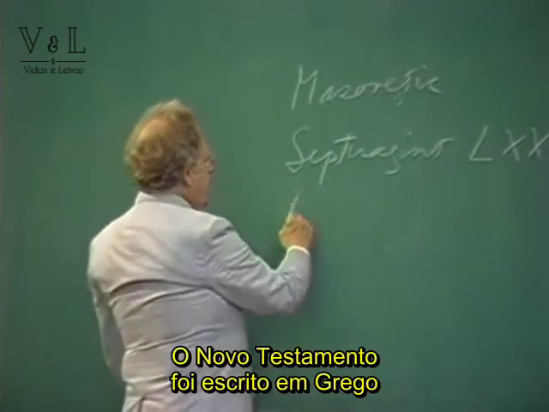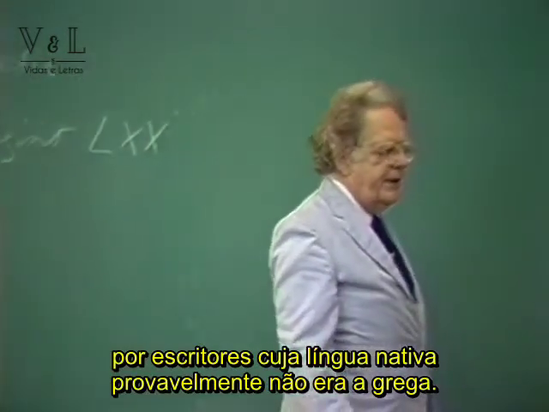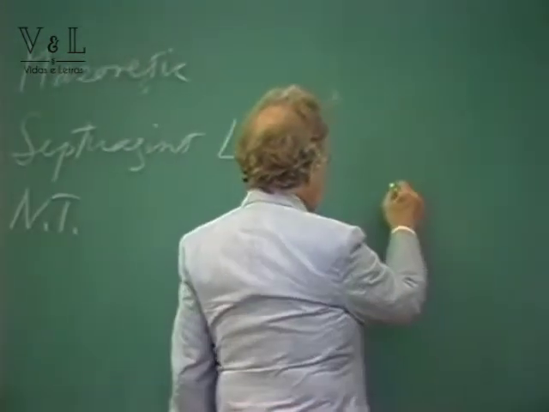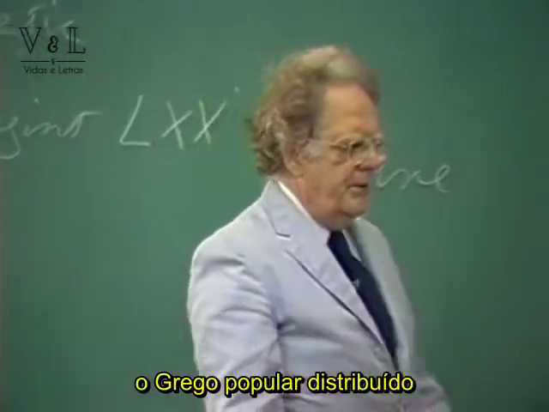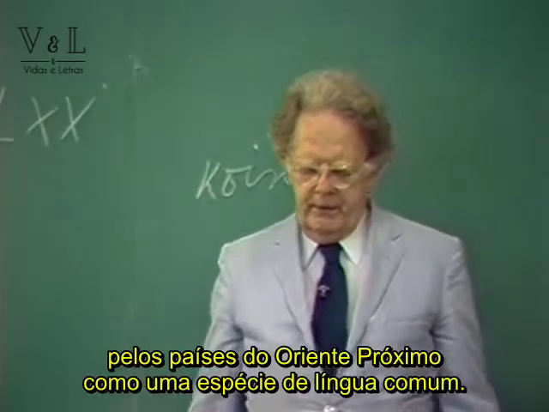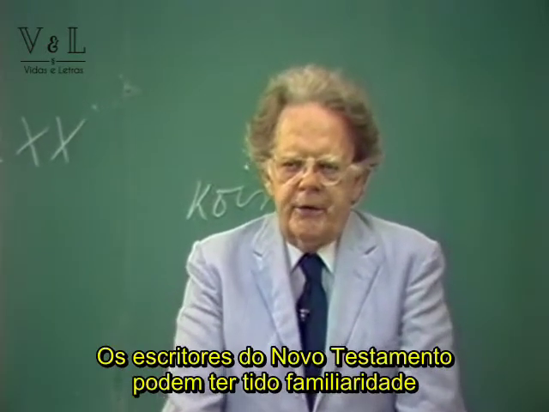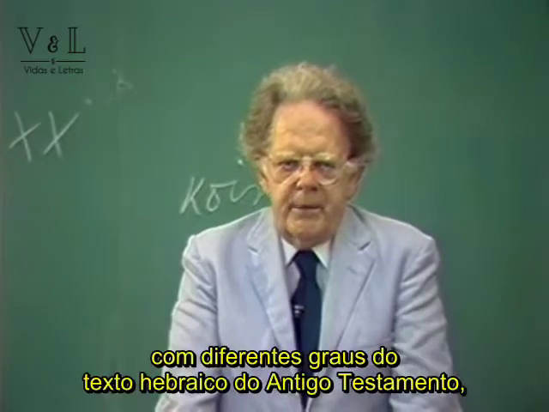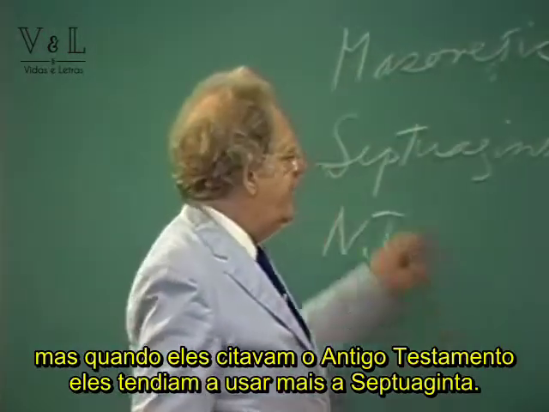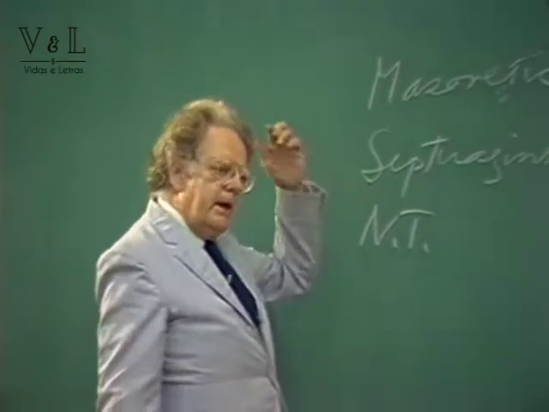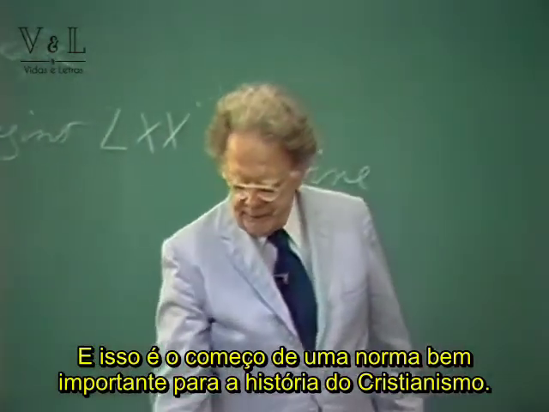Then the New Testament was written in Greek by writers whose native language probably was not Greek for the most part, and the kind of Greek written was called koine, the popular Greek which was distributed all through the Near Eastern countries as a kind of common language. The writers of the New Testament may have been familiar in differing degrees with the Hebrew text of the Old Testament, but when they quoted from the Old Testament, they tended more to use the Septuagint. And that, as you see, is the beginning of a principle which is rather important for the history of Christianity.